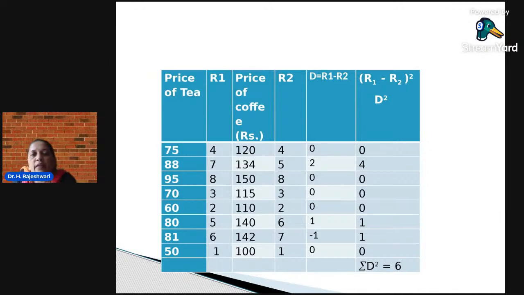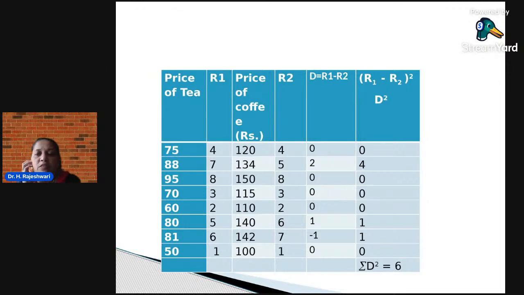So when you square this, 0 square is 0, 2 square is 4, 0 square is 0, 0 square is 0, 0 square is 0, 1 square is 1, minus 1 square is also 1, 0 square is 0. This is called as capital D square. That is a deviation. Deviation in the ranking. Now you add all this, you will be getting sigma D square. Sigma D square equal to 4 plus 1 plus 1 equal to 6.